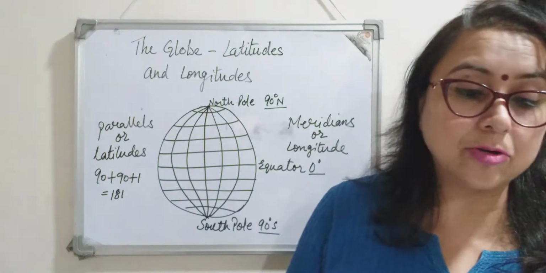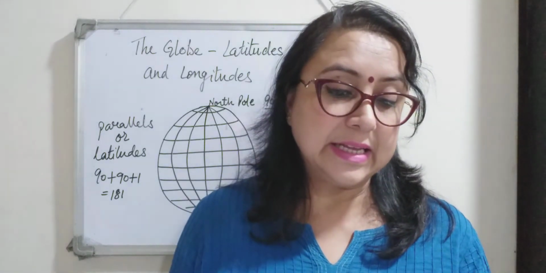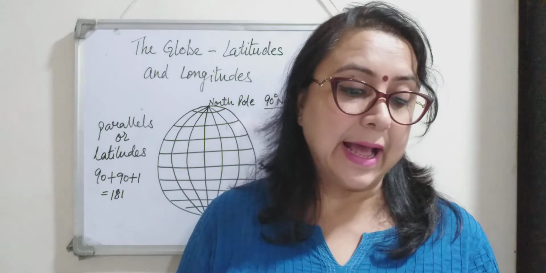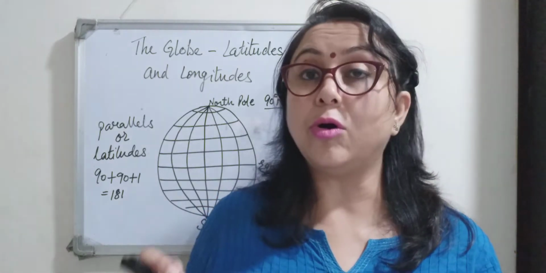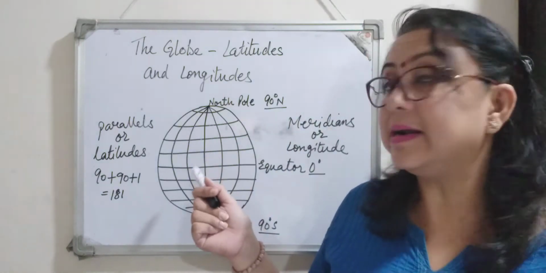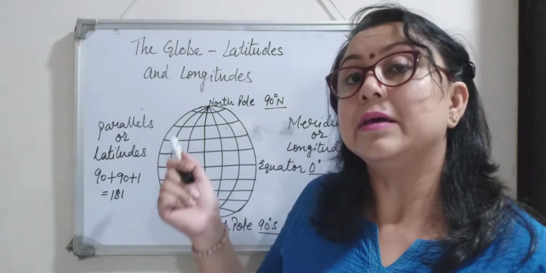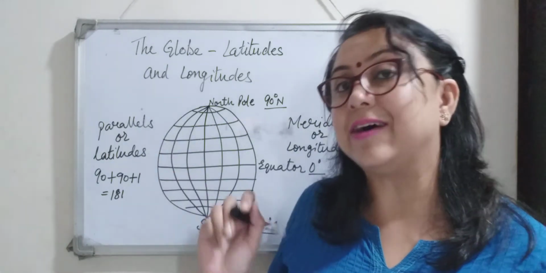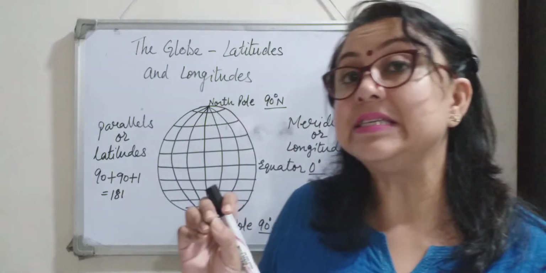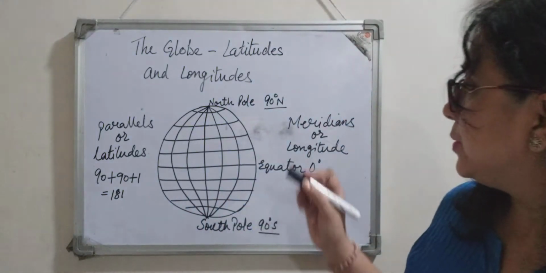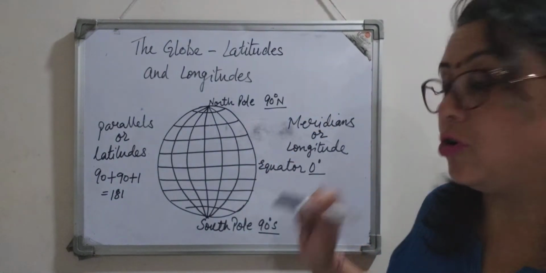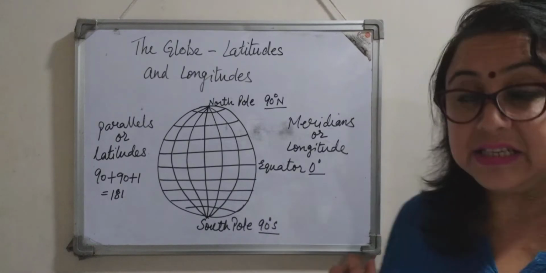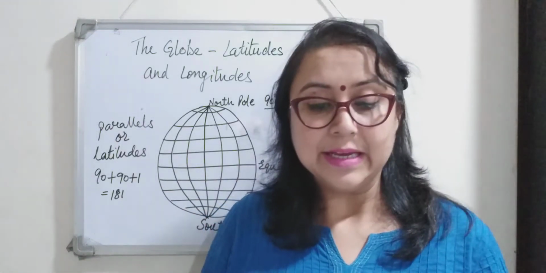Now when we talk about the latitudes, it's the angular distance, right, north or south of the equator. So the latitudes lie either to the north or the south of the equator, and it is measured in degrees. So we can see I have already written 90 degree. North pole is at 90 degree north. South pole is 90 degree south. So it's measured in degrees.